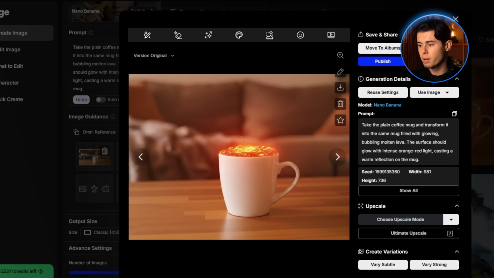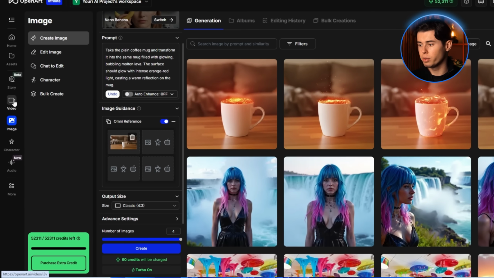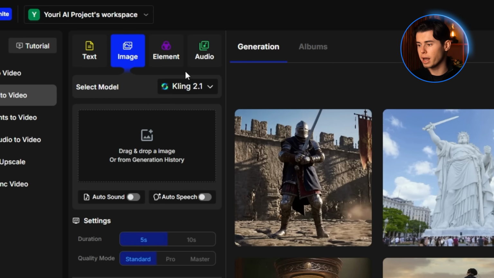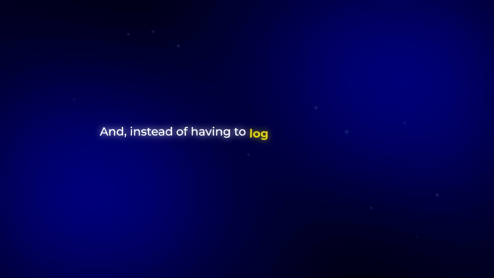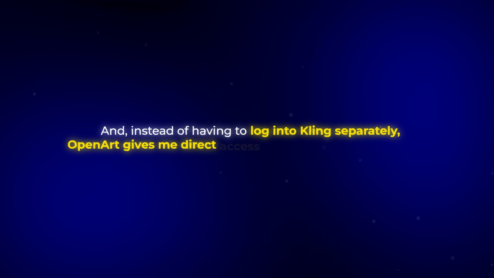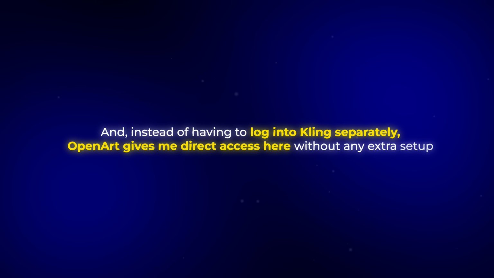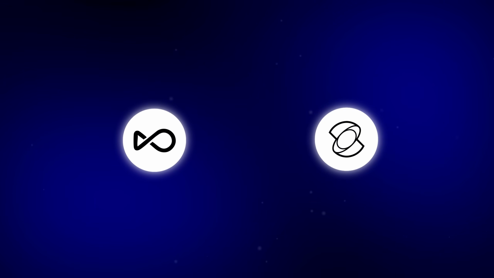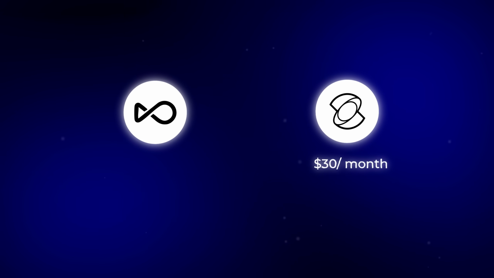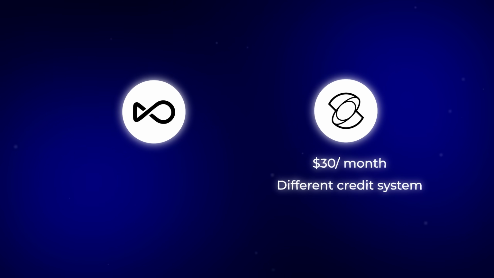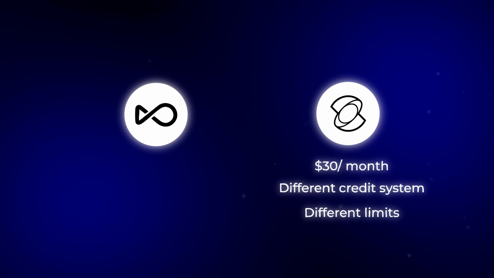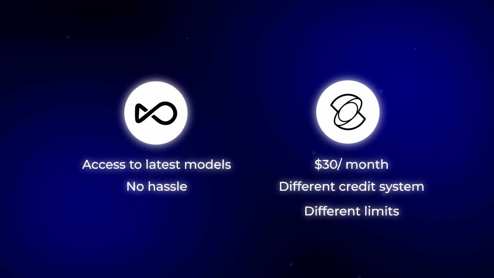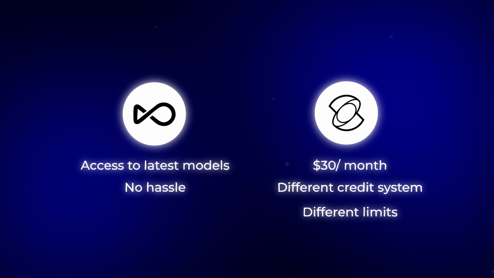I just download the image I picked, and then on the left-hand side go into the video generator. From there, I select Kling version 2.1, which right now is the best option. And instead of having to log into Kling separately, OpenArt gives me direct access here without any extra setup. This is where OpenArt really saves you time and money. Normally, you'd need a separate Kling subscription that costs around $30 per month. Plus, you'd have to deal with their credit system and generation limits. With OpenArt, you get access to Kling's latest models without the hassle of managing multiple billing cycles or running out of credits at the worst possible moment.